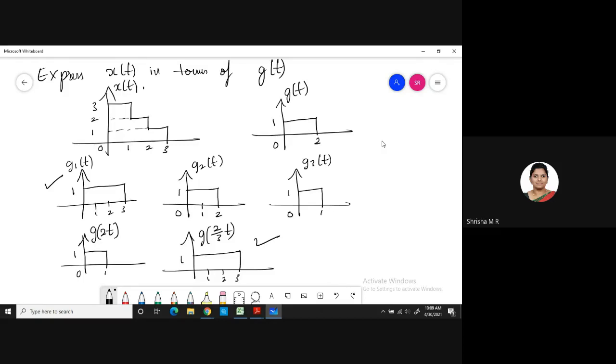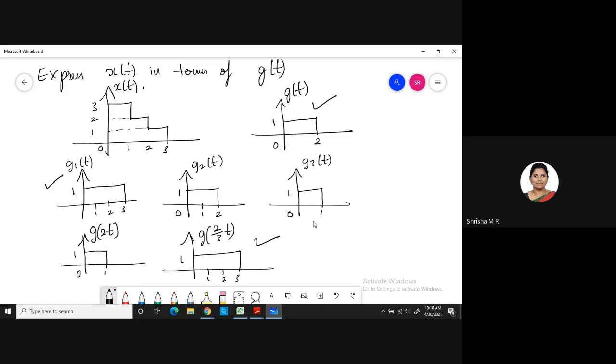Next, g2 of t is also known. It is g of t only. So g3 of t, what is g3 of t? Ma'am, we should scale it by 2. Sorry, ma'am, g3 of t is existing from 0 to 1. It is g of 2t only, correct? We should do scaling. Here we have done g of 2t already. We have scaled it. Yes, we have to scale this by 2 to get this. Got it? We have already done this.